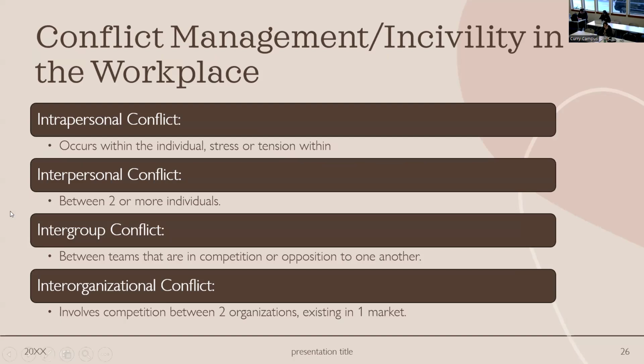A little bit on conflict management. Intrapersonal conflict occurs within the individual. So that's when we have stress and we're conflicting with ourselves. Interpersonal conflict is between two or more individuals. Intergroup conflict between teams that are in competition or opposition of one another. And interorganizational conflict, a conflict between two organizations existing in one market.